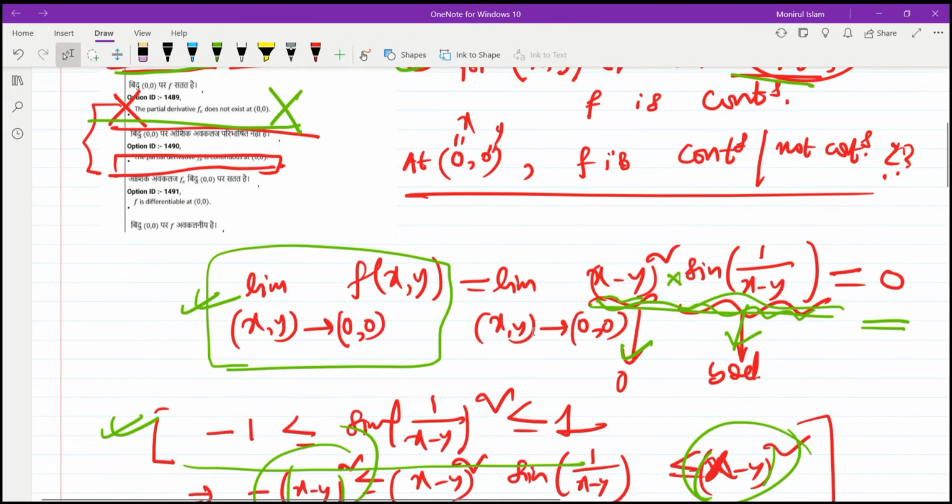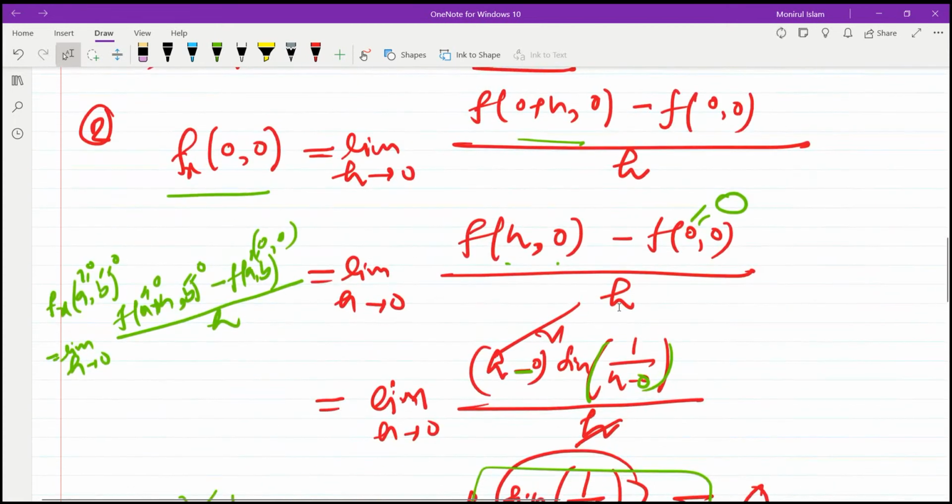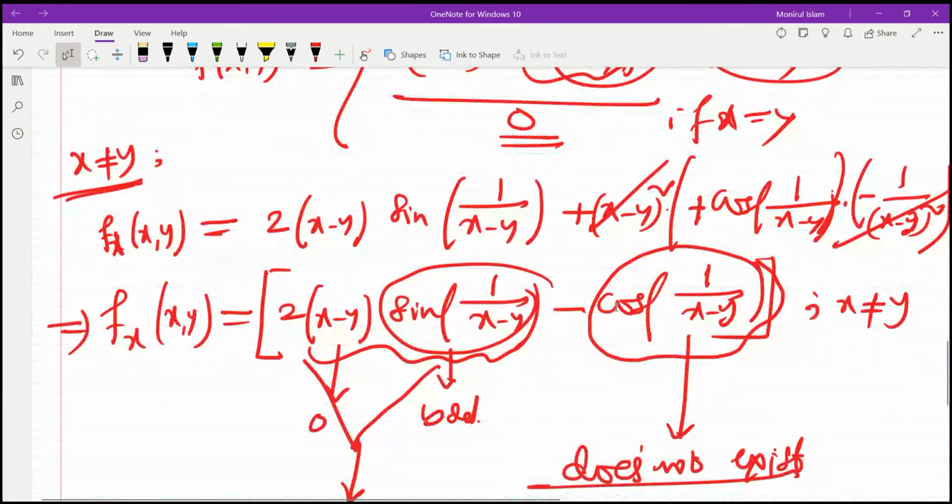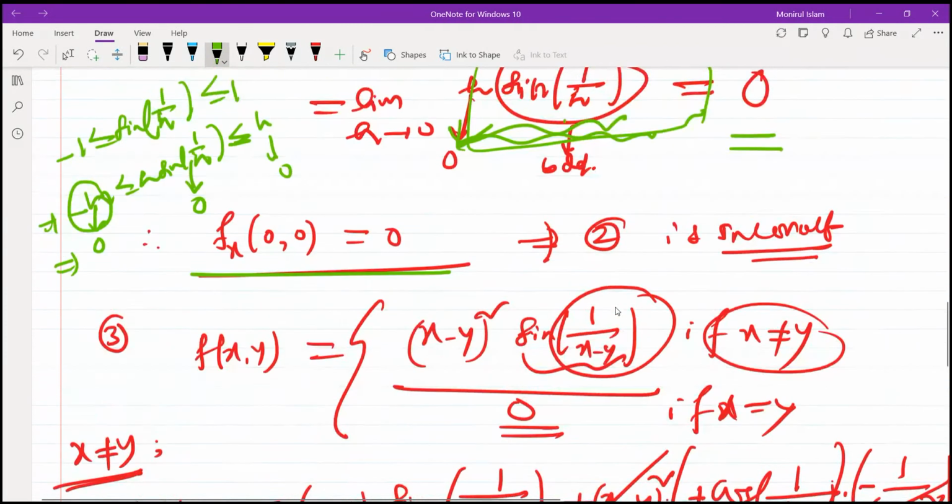Now option 3 says the partial derivative f_x is continuous at (0,0). See, if you evaluate f_x of (x,y), it will be the derivative of 2 into (x minus y), because of the product rule, the product.